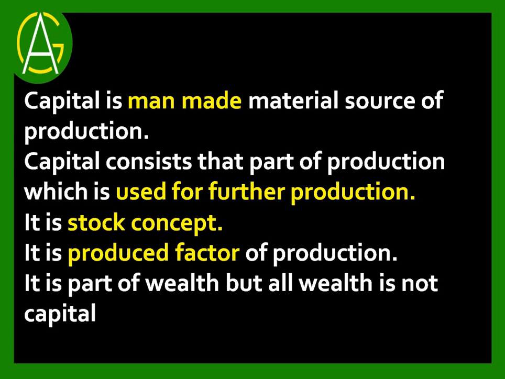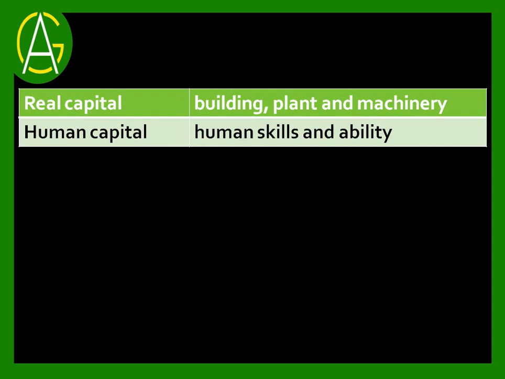And it is part of wealth, but all wealth is not capital. Capital is a part of wealth, but all wealth is not capital. Why? Because only that wealth is capital which is useful for production purpose. The wealth which is not useful for production purpose is wealth but not capital. Only that wealth which is useful for production is considered as capital.